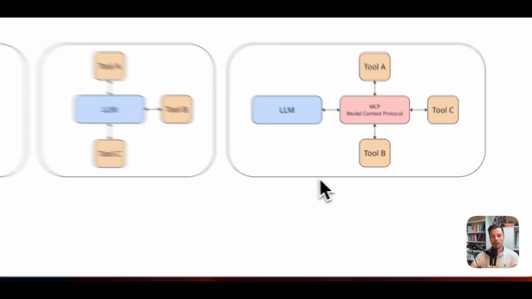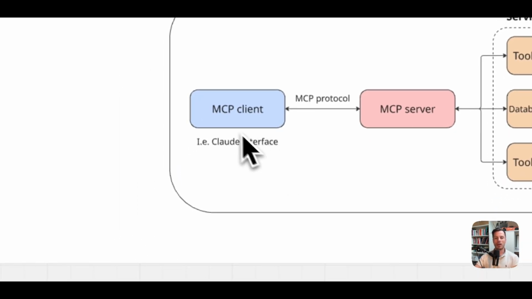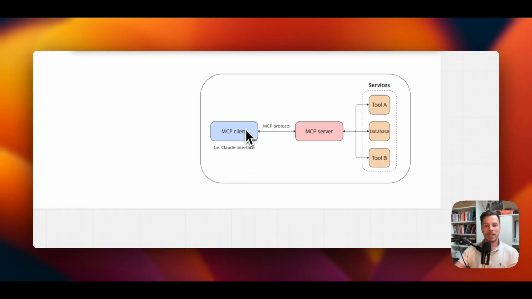And this is how it works. So there is an MCP client, right? For example, that's your Claude interface where you ask a question. Then there's the MCP server. Between the client and the server, there's the MCP protocol. That is the universal language that they speak. So in this case, the MCP client will just have to speak one language with the MCP server. And each of these tools, which we call the services, it could be a tool, it could be a database, each of these services has their own MCP server, right?